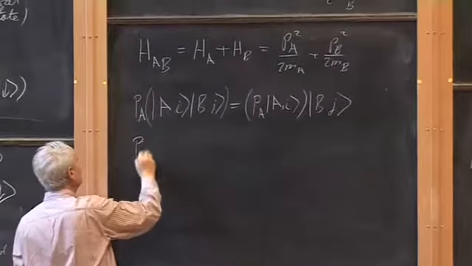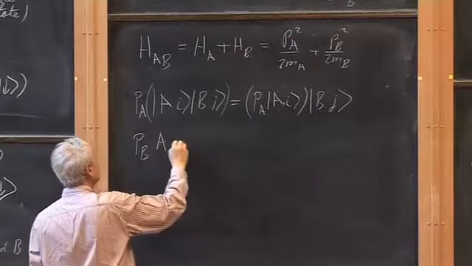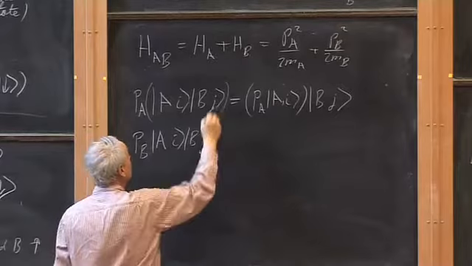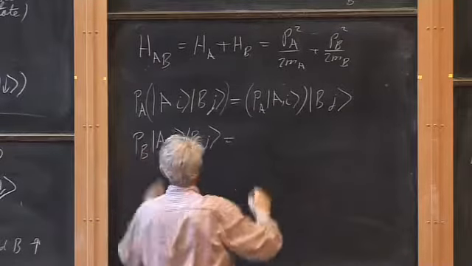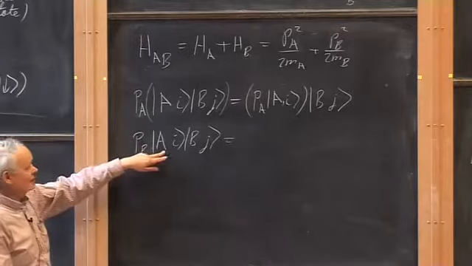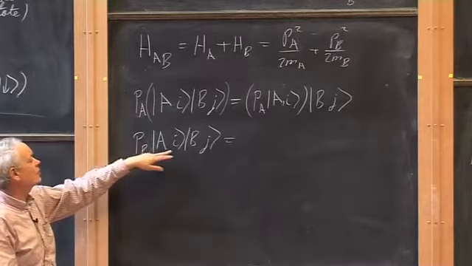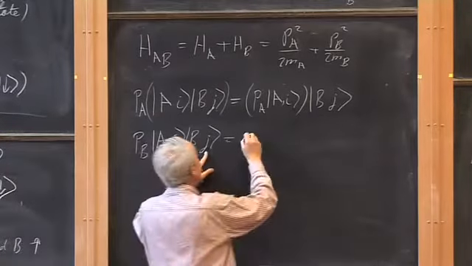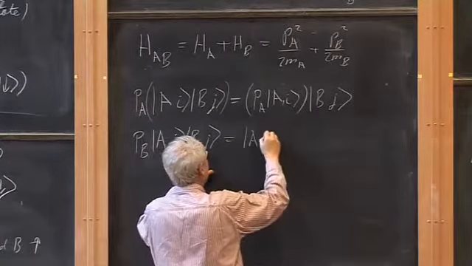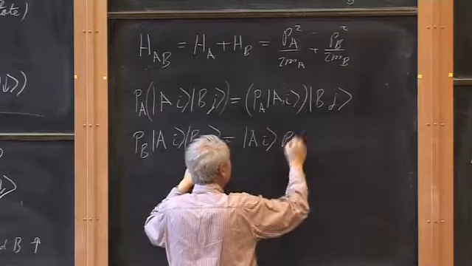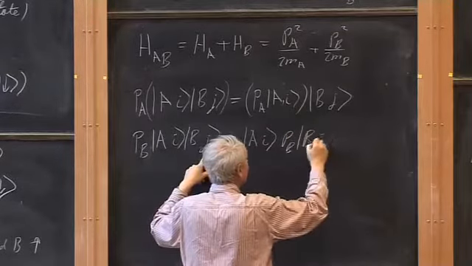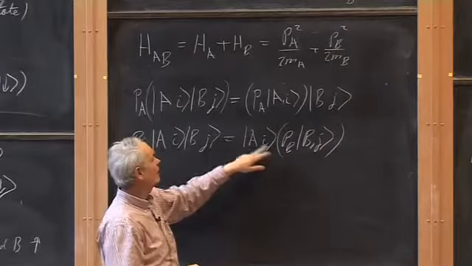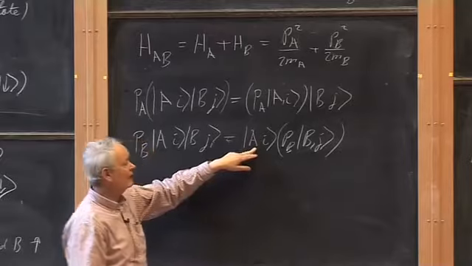If PB works on this thing, PB ignores this. It passes through this as if PB was just an ordinary complex number and homes in on this, its target. So this is simply Ai times PB Bj. This is a well-defined state of B, gets to be symbolically multiplied by this well-defined state of A, and there you are.